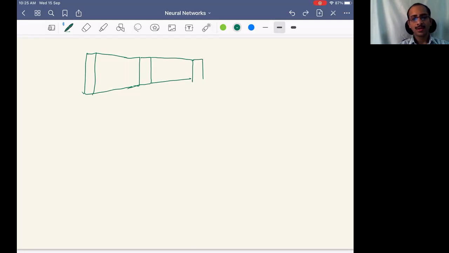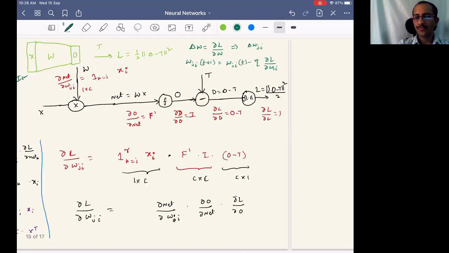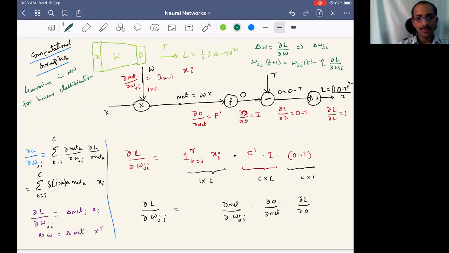Yes, sir. Okay. So assume that even if you have one layer or two layers, you can still apply these computational graphs and then find the derivatives. So what is the advantage of using computational graphs while finding the derivatives? Do you see any advantage in using computational graphs for finding the derivatives? Yes or no?